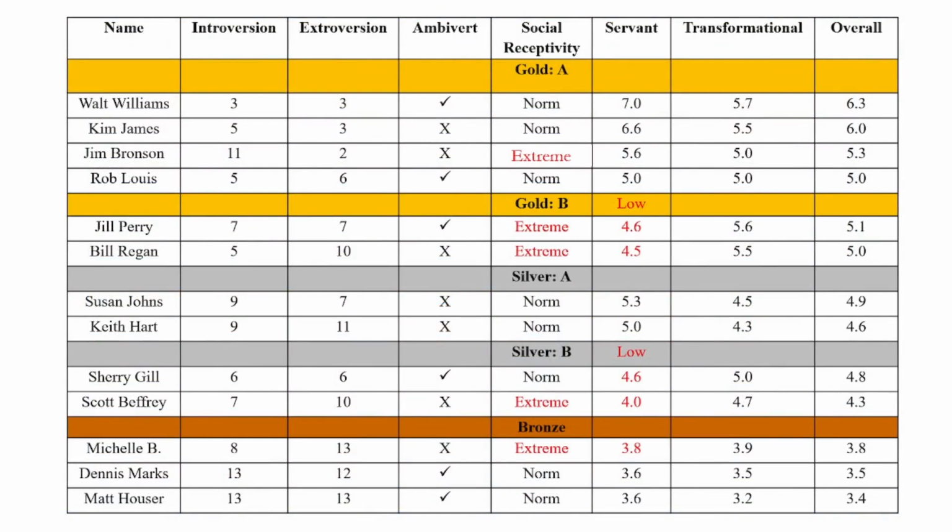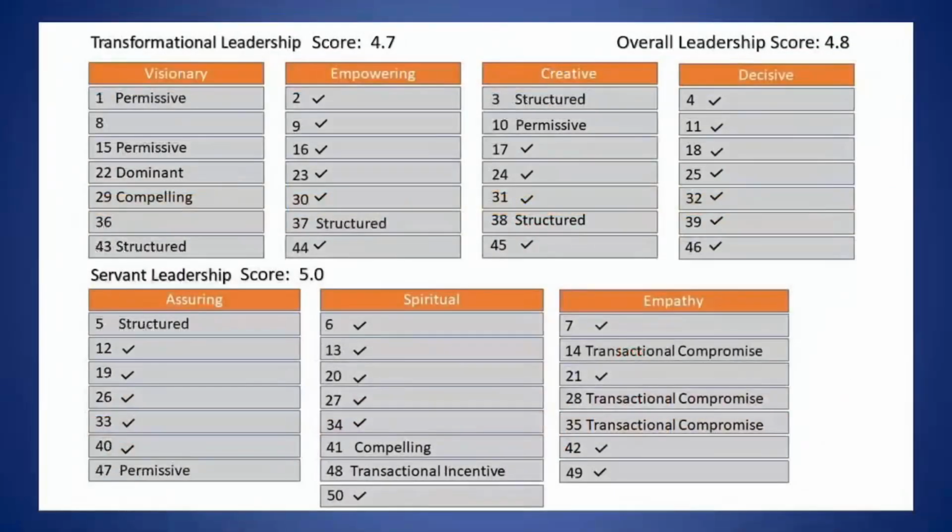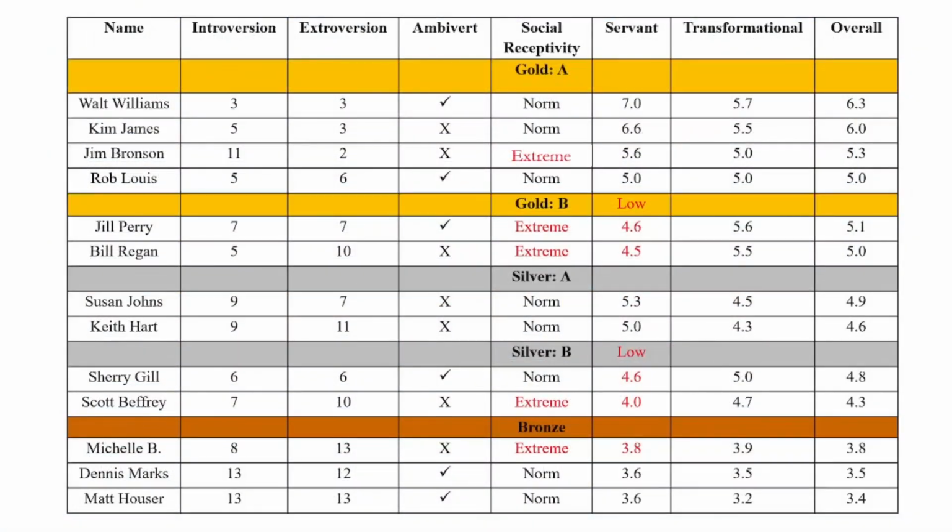Now back to this table. So if you're wondering where these numbers are coming from, well, we've just seen that they're coming from this particular table. So we see the transformational score of 4.7, servant leadership of 5.0, overall 4.8. So the software is prioritizing these for you. So you don't have to go thumbing through all of the reports. You can just look at this graphic. And I would still suggest that for the people that you choose to interview, that you still pull their report and look at the detailed information that comes out of their report. So that's where these numbers are coming from. Their social receptivity, their introversion, extroversion, scores on transformational, servant leadership, and overall.